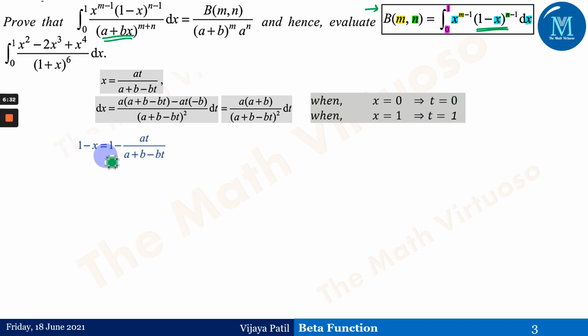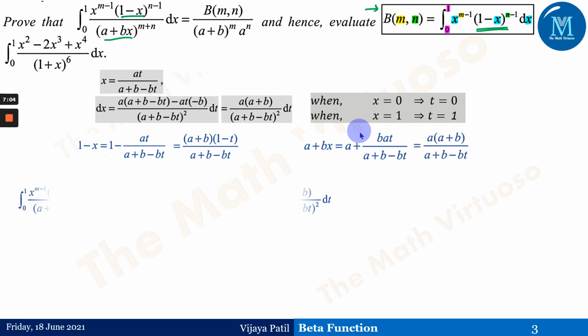So 1 minus x is equal to 1 minus... Now what exactly are we doing? We need to identify a few terms and find out what the value of each term would be in terms of t. If you observe, this 1 minus x term is 1 minus at upon a plus b minus bt, which becomes a plus b upon (a plus b minus bt) into 1 minus t. It's just an adjustment we have done to make it simple and bring it up in this manner. Then a plus bx becomes this way.